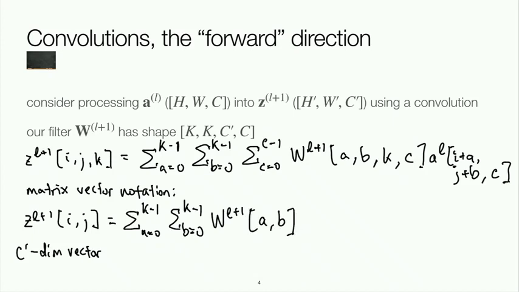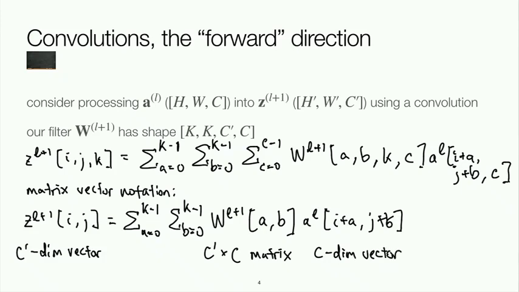So then this ends up looking like W L plus 1 of AB. What is this? This is a C prime by C matrix, right? And then AL of I plus A, J plus B. What is that thing? What is AL of I plus A, J plus B? Yes. It's a C-dimensional vector.